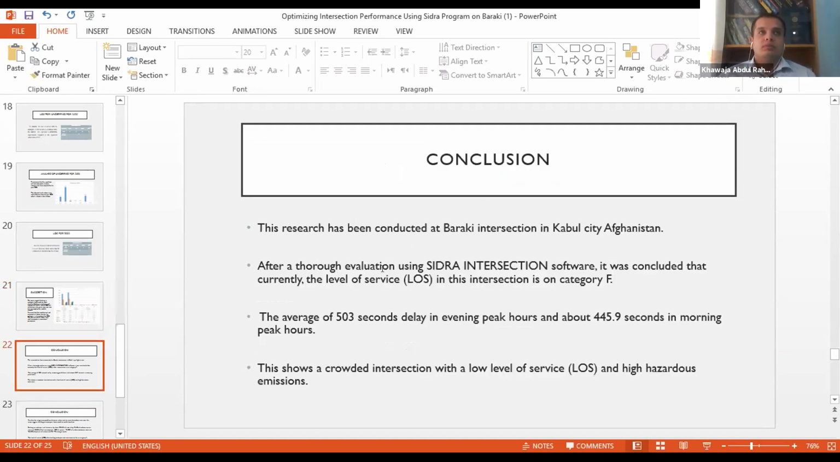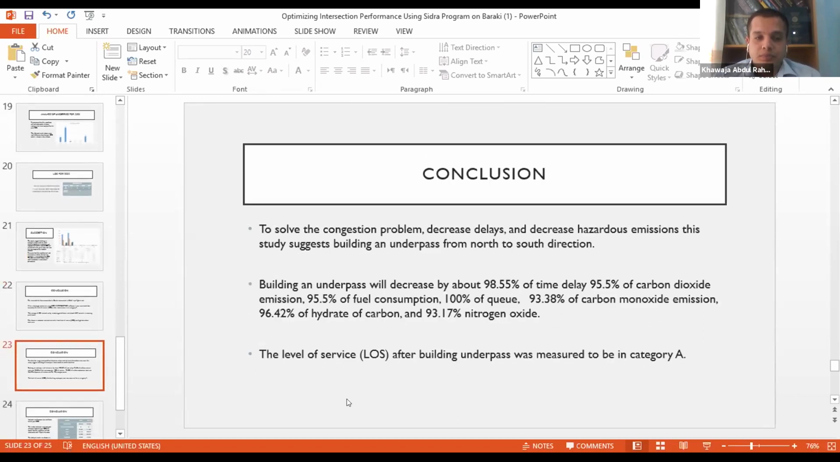In conclusion, the research has been conducted at Baraki intersection in Kabul city, Afghanistan. After an evaluation using Sidra intersection software, it was concluded that currently the level of service in the intersection is in the F category, with an average of 503 seconds delay in the evening peak hours and about 445.9 seconds in the morning peak hours. This shows a crowded intersection with a low level of service and high hazardous emissions.